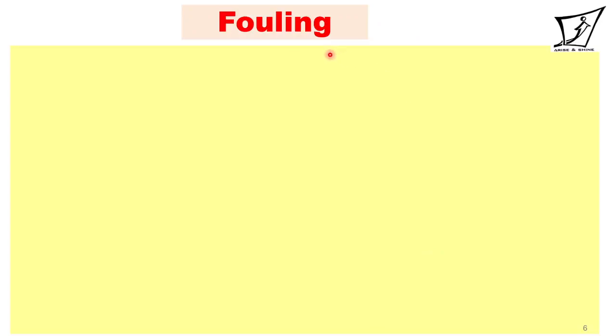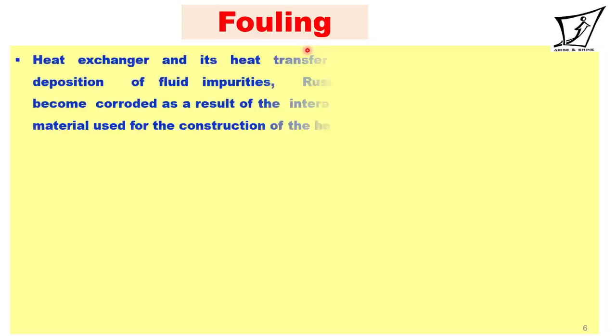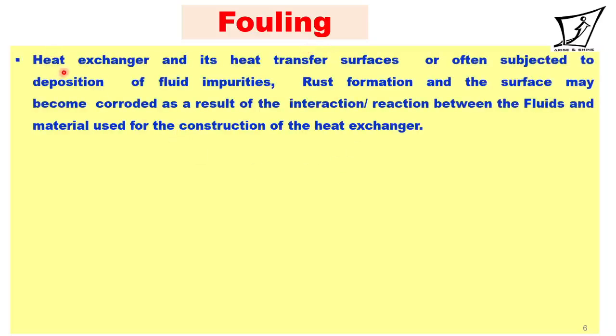Next, a very important phenomenon which occurs in the case of a heat exchanger is called fouling. Now, heat exchangers and their heat transfer surfaces are often subjected to deposition of fluid impurities like scales, algae, bioproducts, rust formation, and the heat exchanger surface may become corroded as a result of this interaction or reaction between the fluids flowing and the material used for the construction of the heat exchanger.